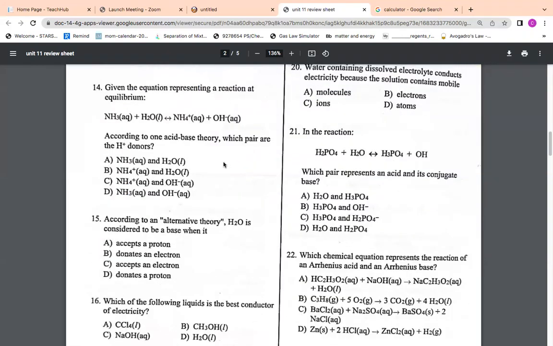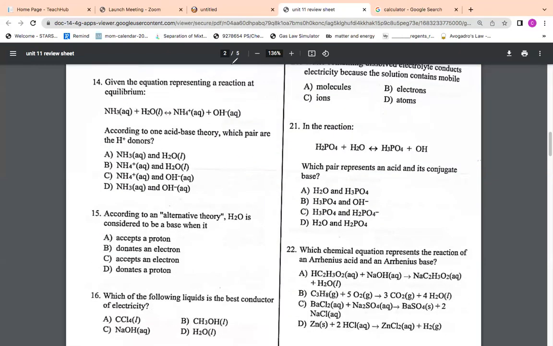Number 15, according to an alternative theory, whenever they say alternative theory, they're usually talking about Brønsted-Lowry again. So according to an alternative theory, water is considered to be a base when it doesn't even matter what substance they're talking about. If they're saying something is going to be considered a base under Brønsted-Lowry, it means that it is accepting a proton. So this is A.